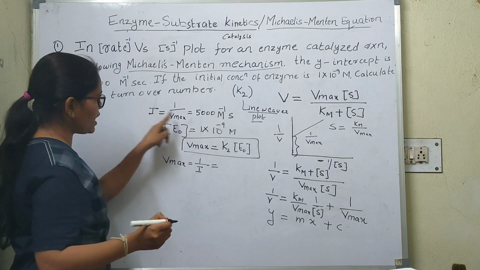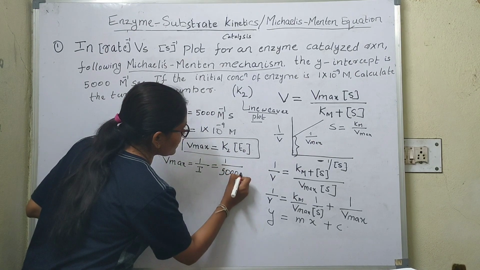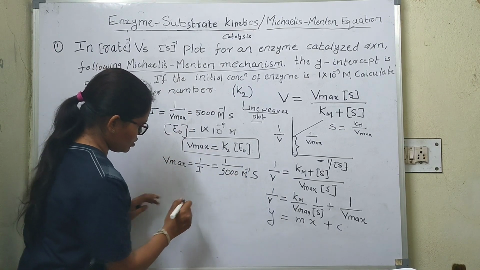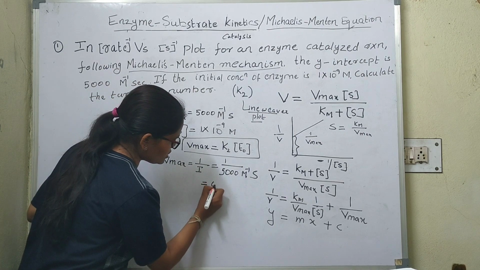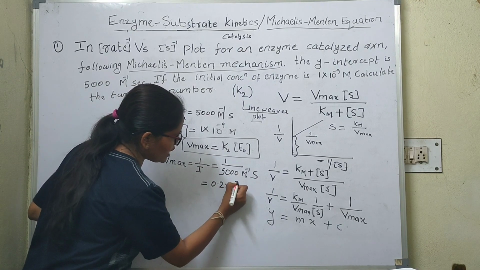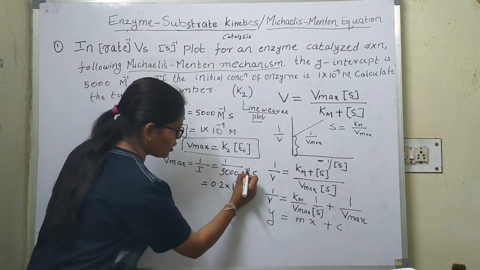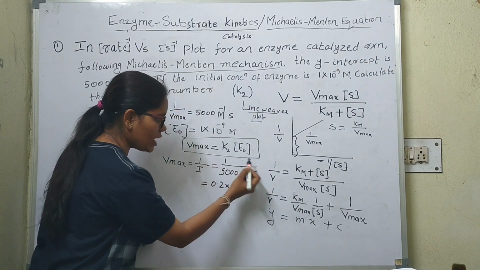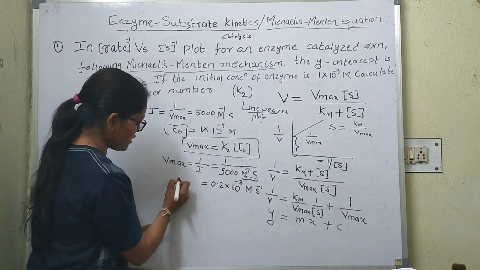What is the value of I? 5000. So 1 by 5000 molar inverse second inverse. What does this become? 1 over 5000 becomes 0.2 into 10 power minus 3. Here, if the unit goes to the numerator, it becomes molar second inverse. So this is the value of Vmax, in molar second inverse.